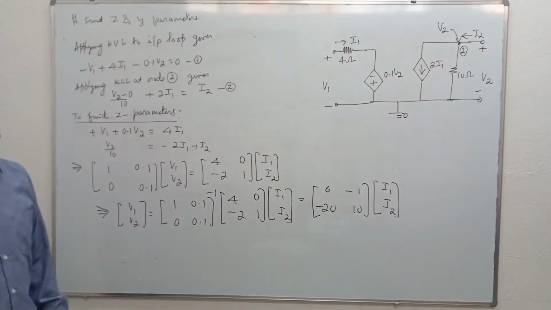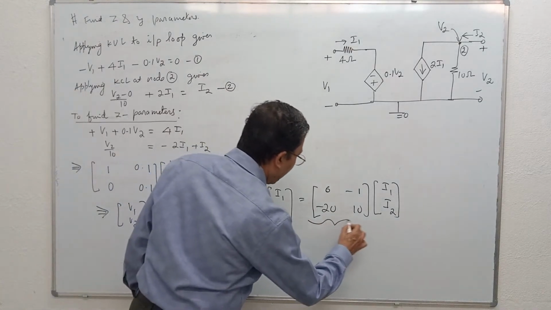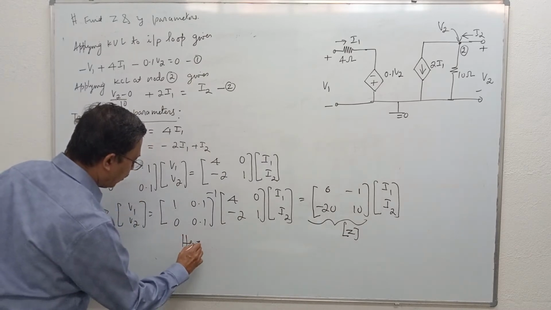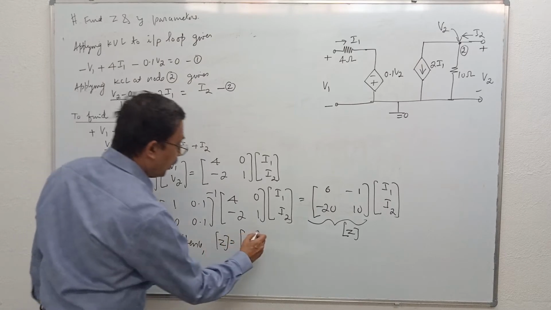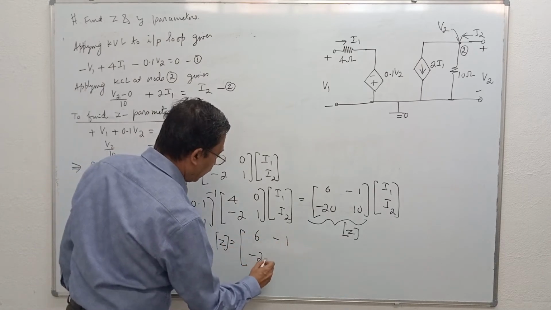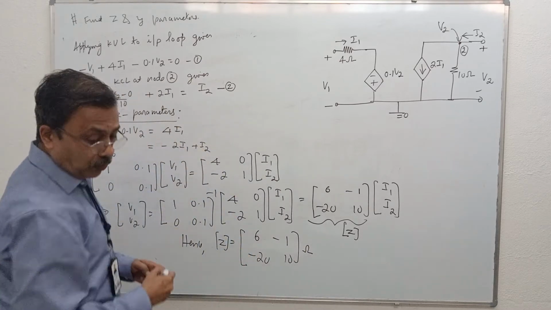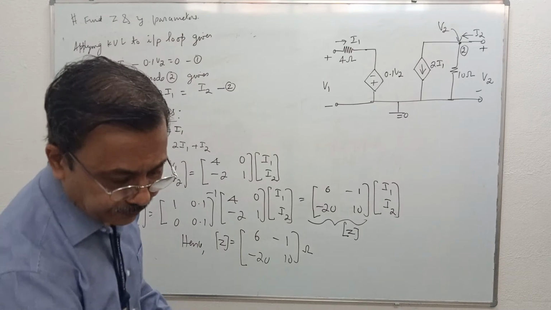Please check the correctness of these answers. This matrix has to be matrix Z. Hence matrix Z is equal to [6 -1; -20 10] ohms. What is matrix Y? Matrix Y is the inverse of matrix Z.